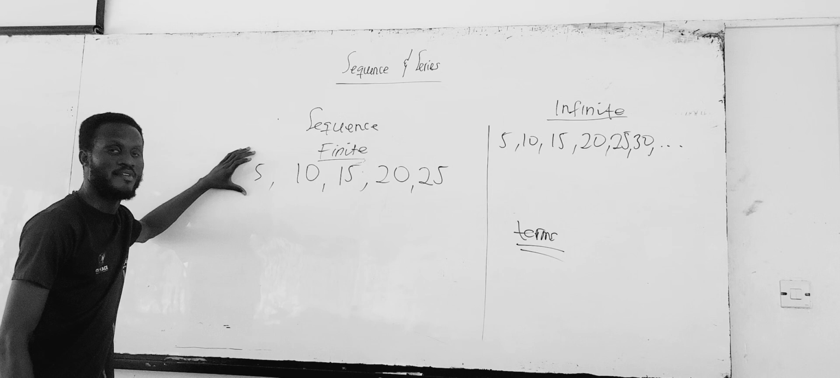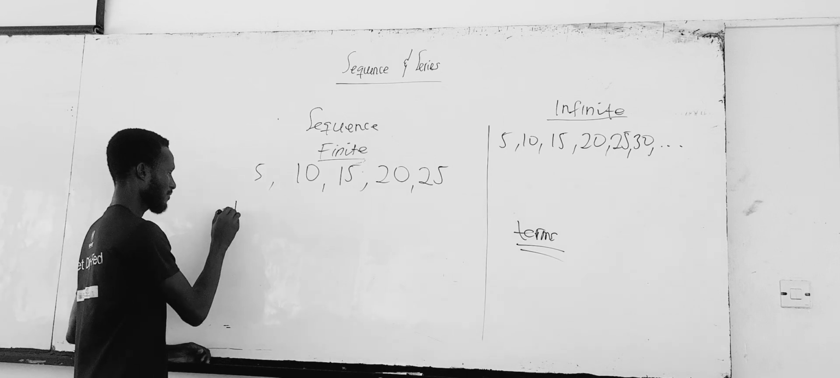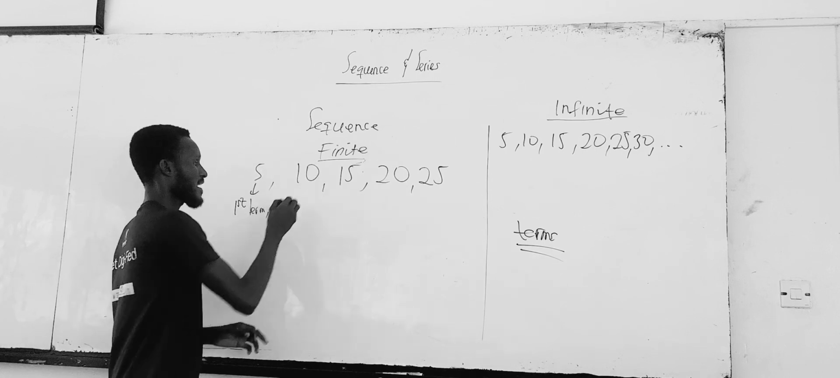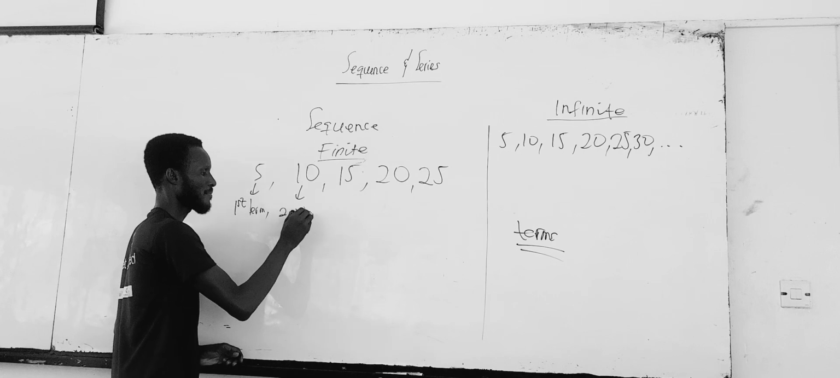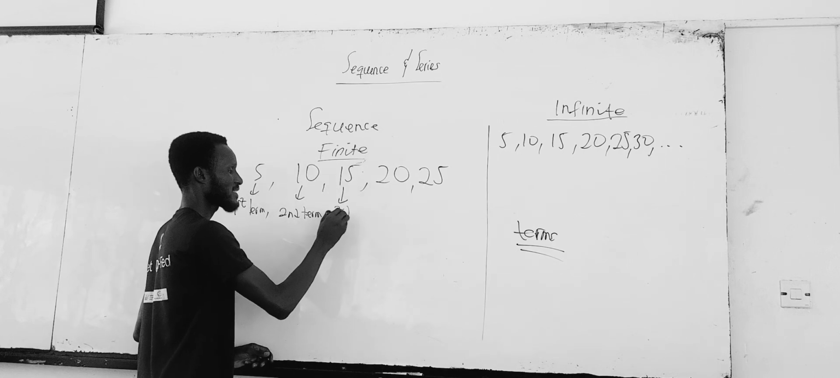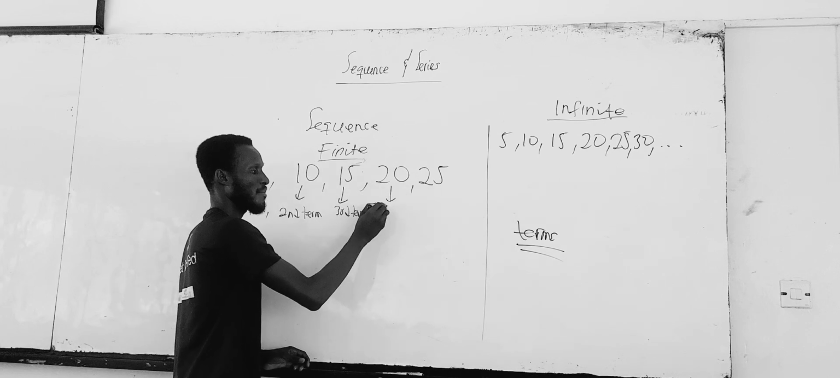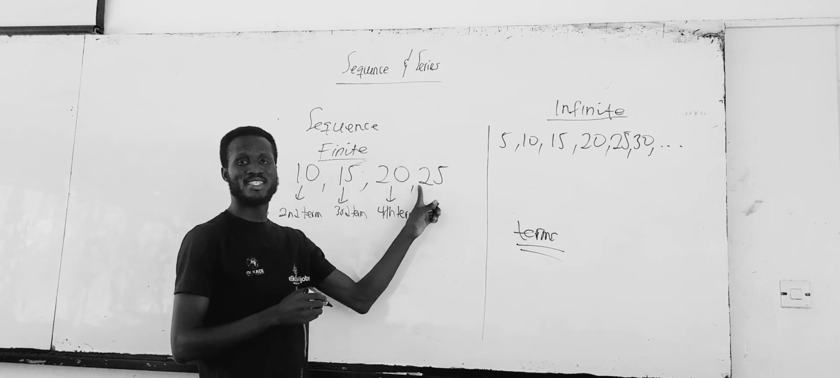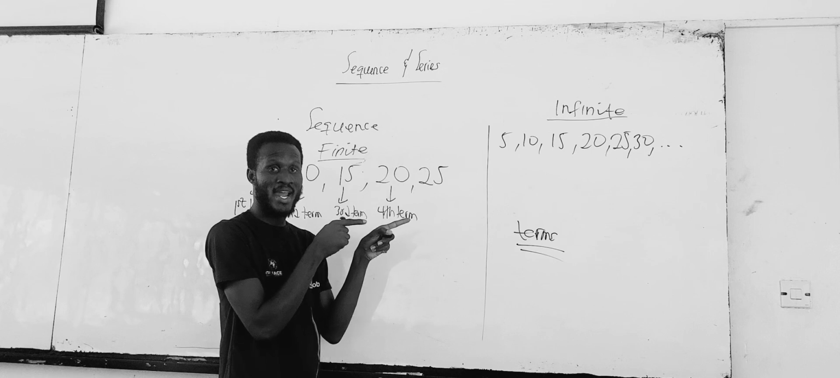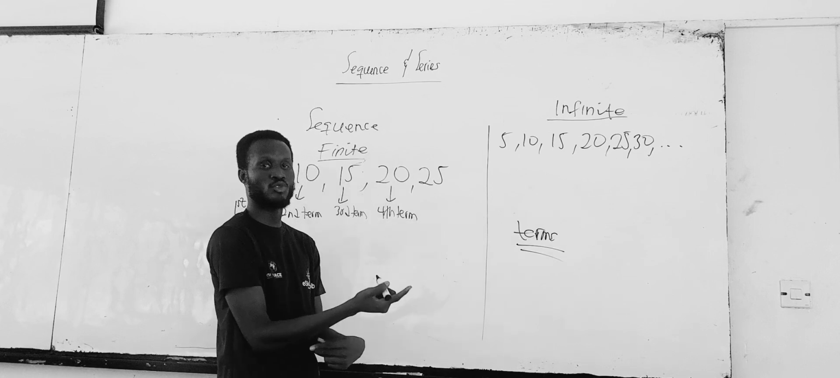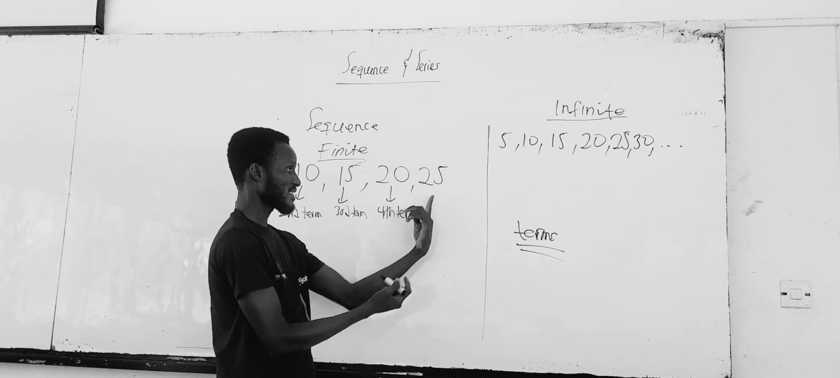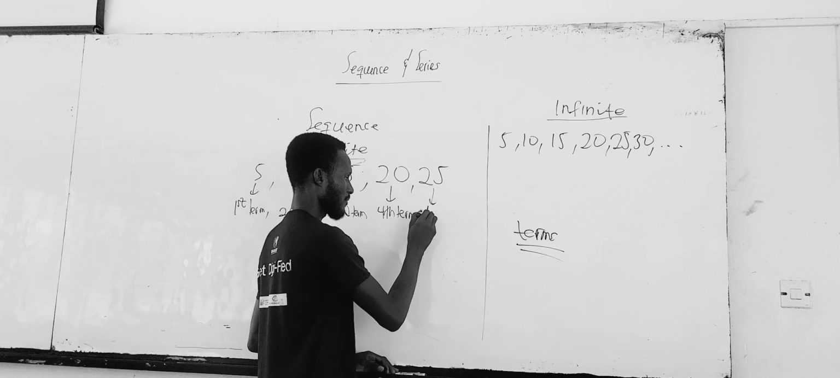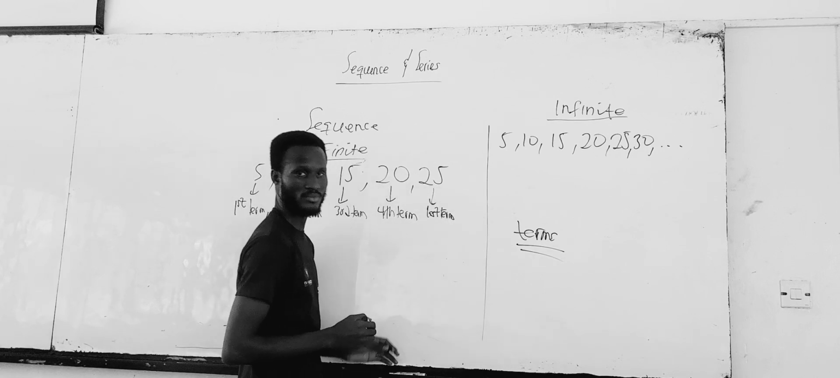Because this one is the first number, we call it the first term. This one is the second number, we call it the second term. This one, the third number, we call it the third term. This one, the fourth number, we call it the fourth term. And of course, you can see that this one is finite, so this is the fifth term. But the fifth term here is the last term, because that's the last number. So this is the last number, and at the same time the fifth term. Because this one is the last number, I'm going to call it the last term.